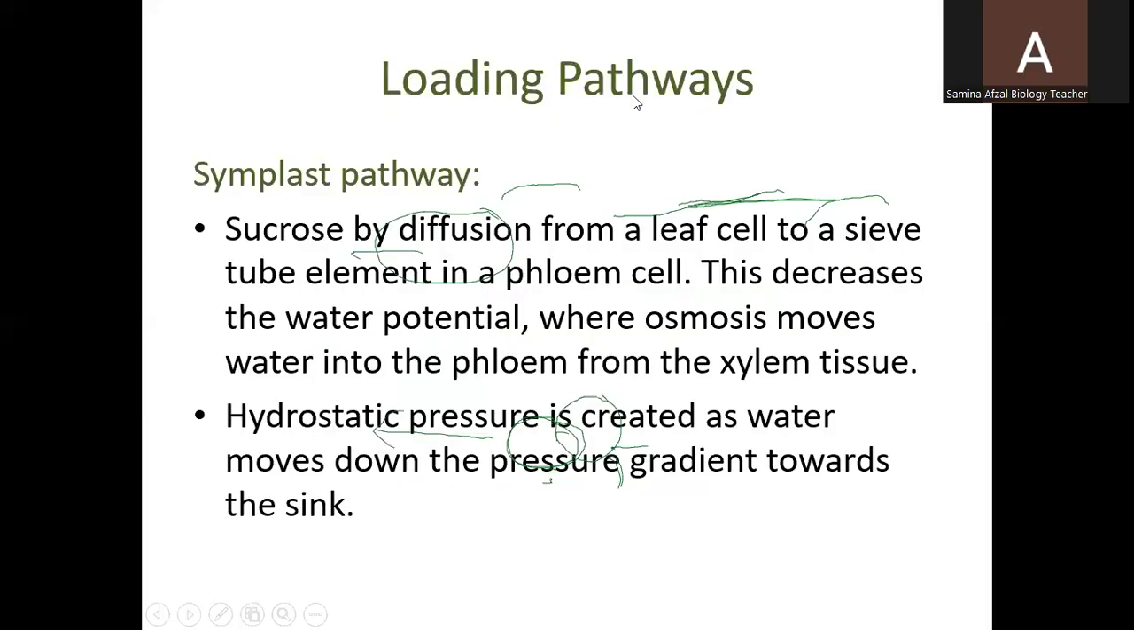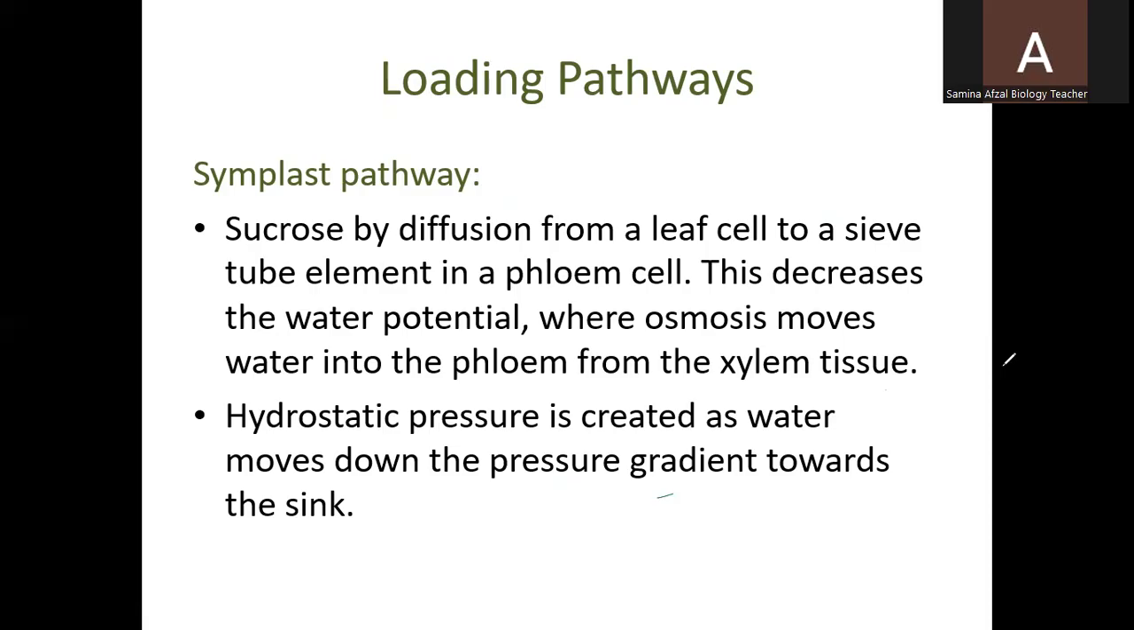For this transportation, there are two loading pathways which can be adopted by the plant. The first one is the symplast pathway, which takes place via the cytoplasm. Sucrose moves by diffusion from a leaf cell to a sieve tube element in a phloem cell. This decreases the water potential, where osmosis moves water into the phloem from the xylem tissue. So hydrostatic pressure is created as water moves down the pressure gradient towards the sink.